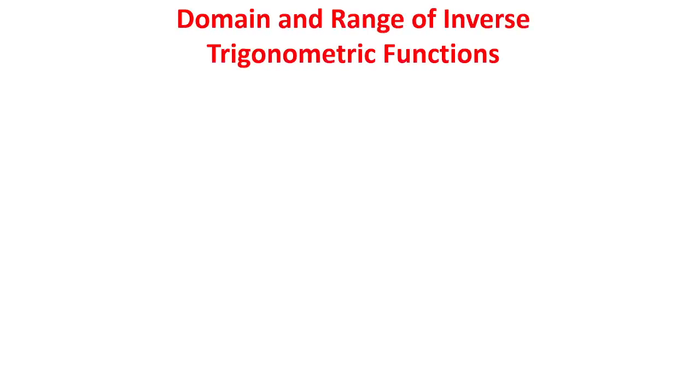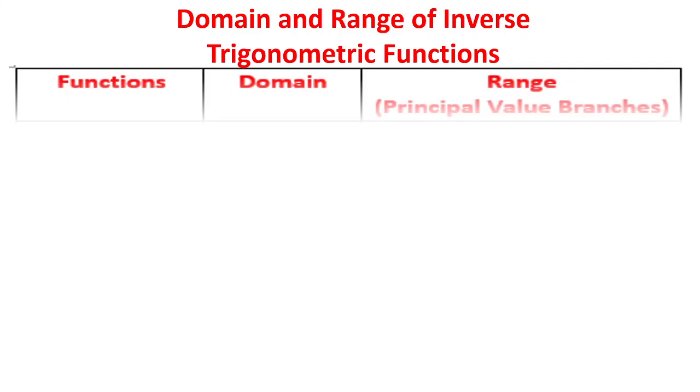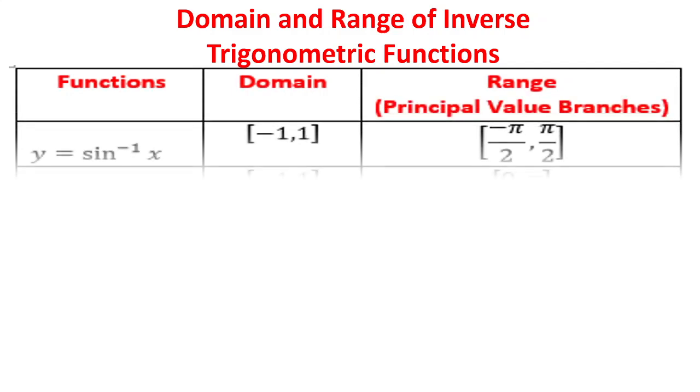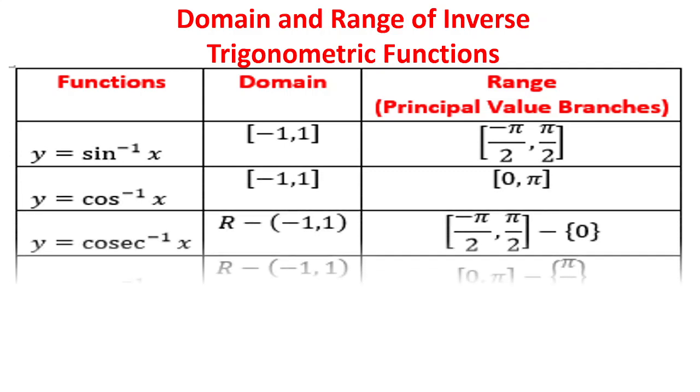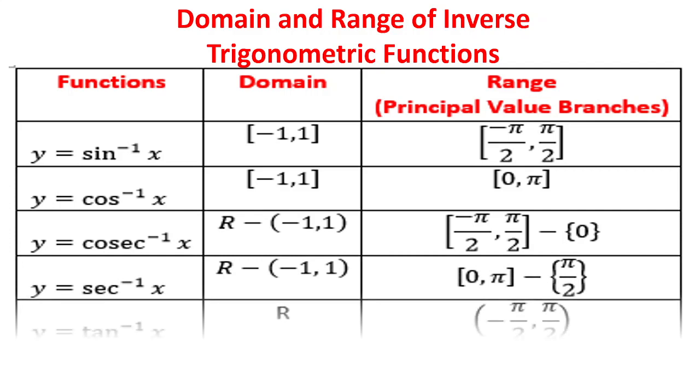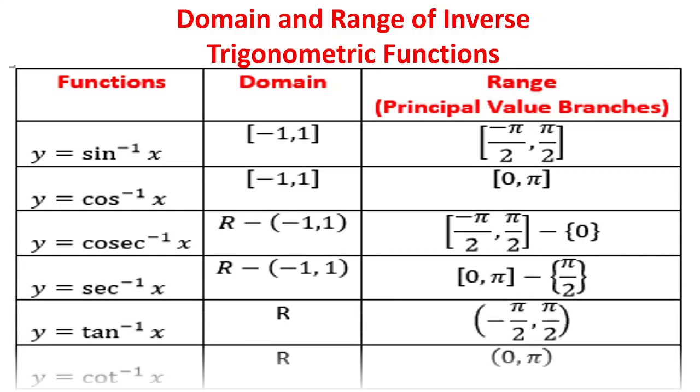Okay, well, now let us go for the domain and range of the inverse trigonometric functions at a glance. If the function is sin inverse x, the domain is minus 1 to 1, and the range, that is the principal value branch, is minus pi by 2 to pi by 2. For cos inverse x, the domain is minus 1 to 1, closed interval, and the range is 0 to pi. For cosecant inverse x, R minus of minus 1 to 1, and the range is minus pi by 2 to pi by 2 minus 0. Secant inverse x, R minus of minus 1 to 1, and 0 to pi minus pi by 2. And tan inverse x is R, with range minus pi by 2 to pi by 2 open interval. And cot inverse x is R, with range 0 to pi open interval.